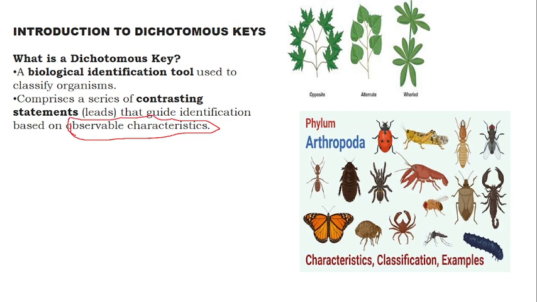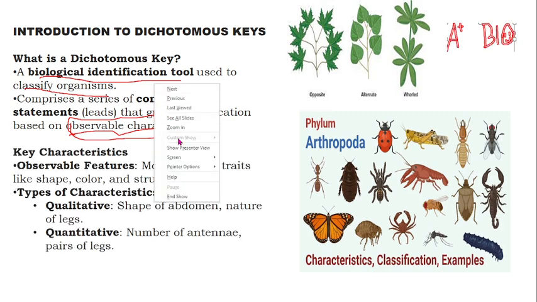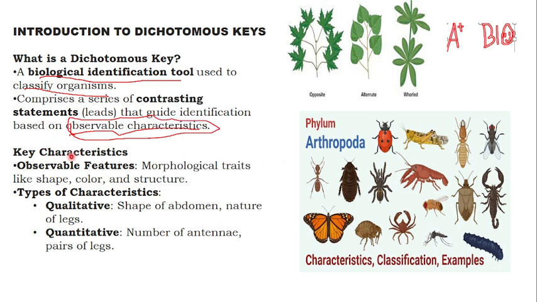What is a dichotomous key? A dichotomous key is a biological identification tool used to classify organisms based on what? Based on observable characteristics. I hope you are understanding. If you are understanding this, give me a comment which says that I understand.